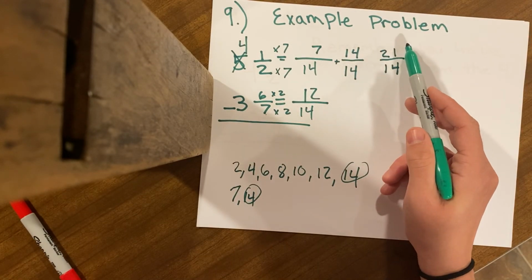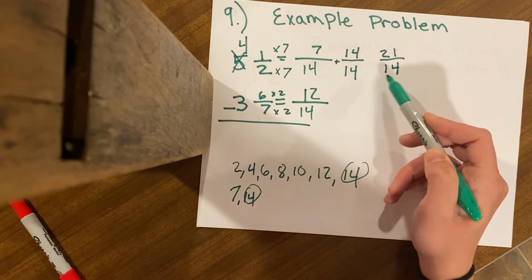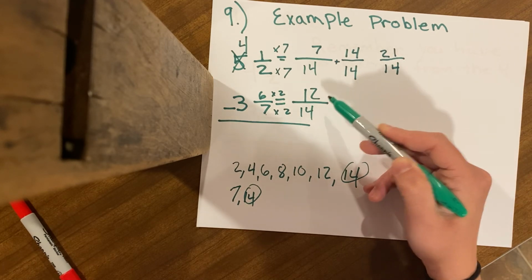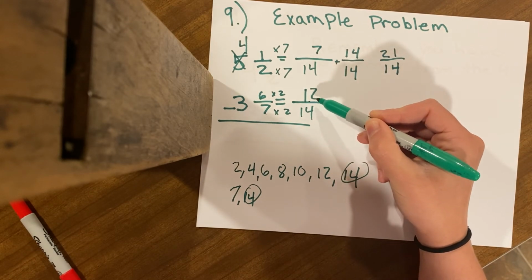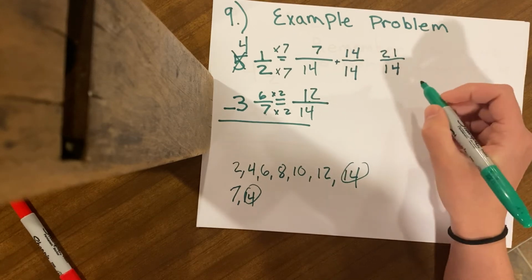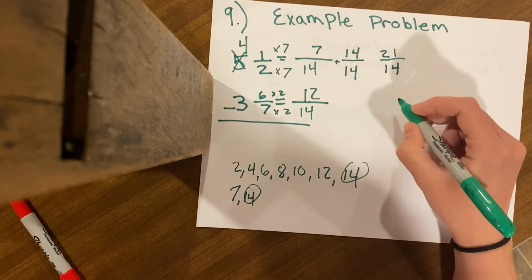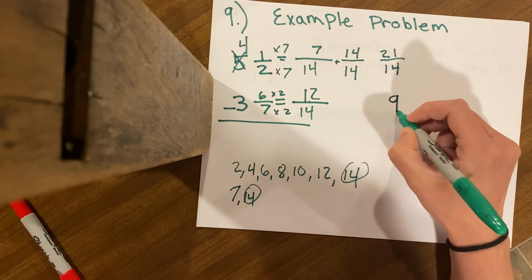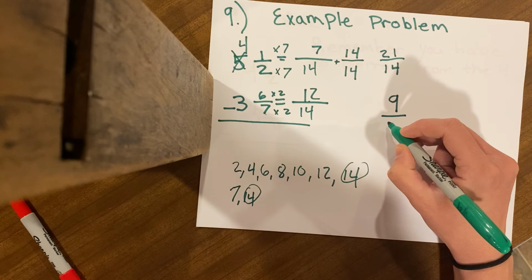Now you're going to take your 21 over 14 and subtract, because now that you have 21, you can take 12 away. You take that away from 12/14. When you do that, 21 minus 12, you're going to get 9. Okay? We keep our denominator the same.